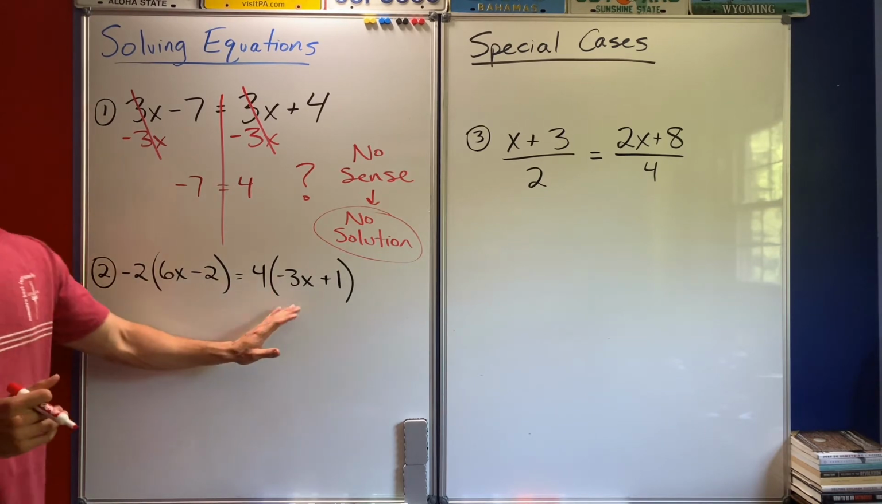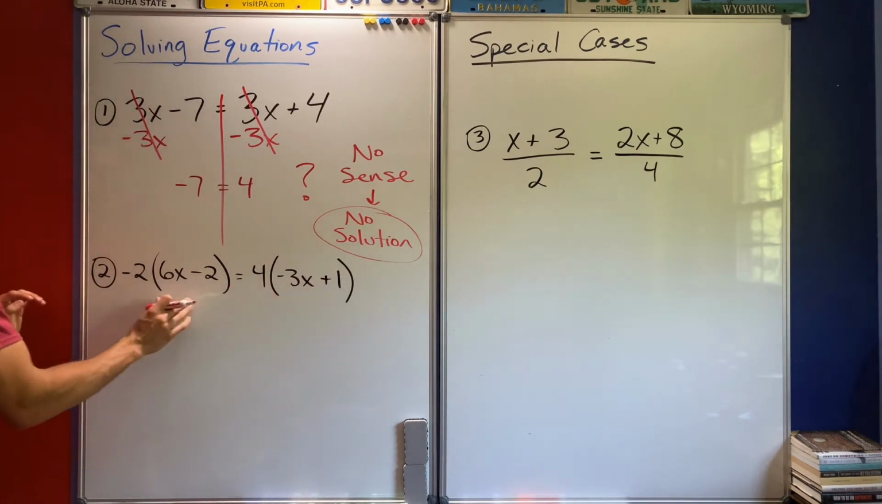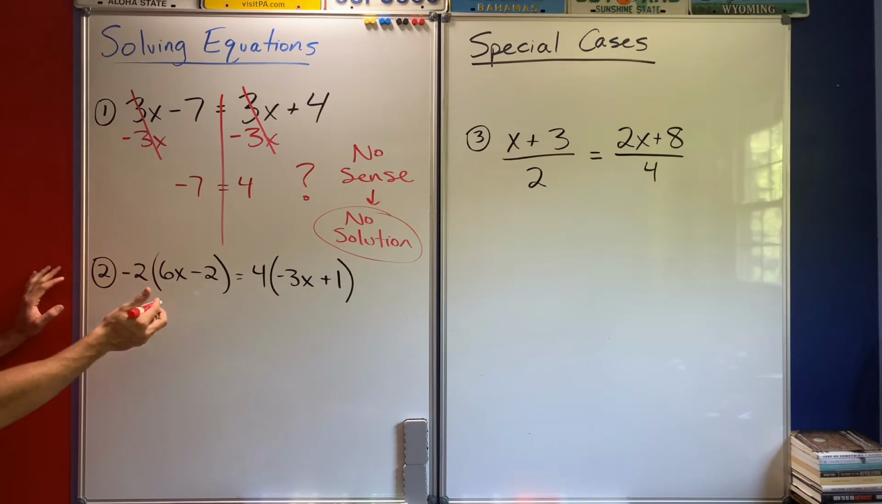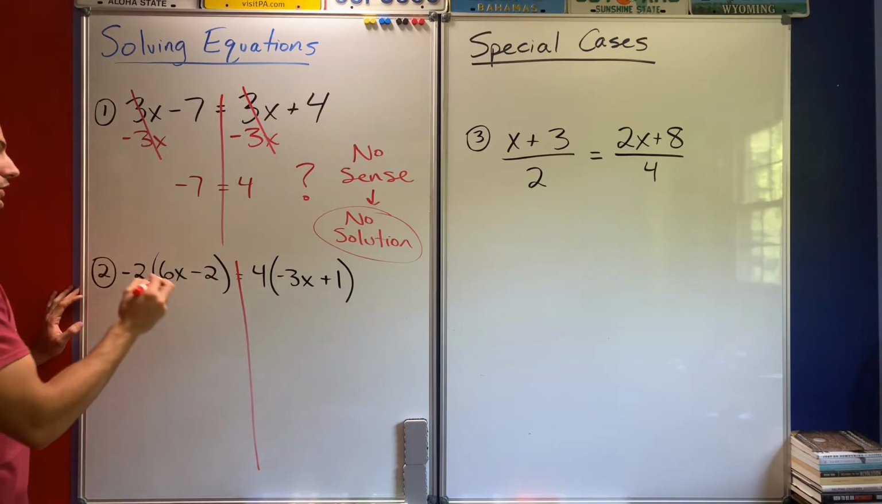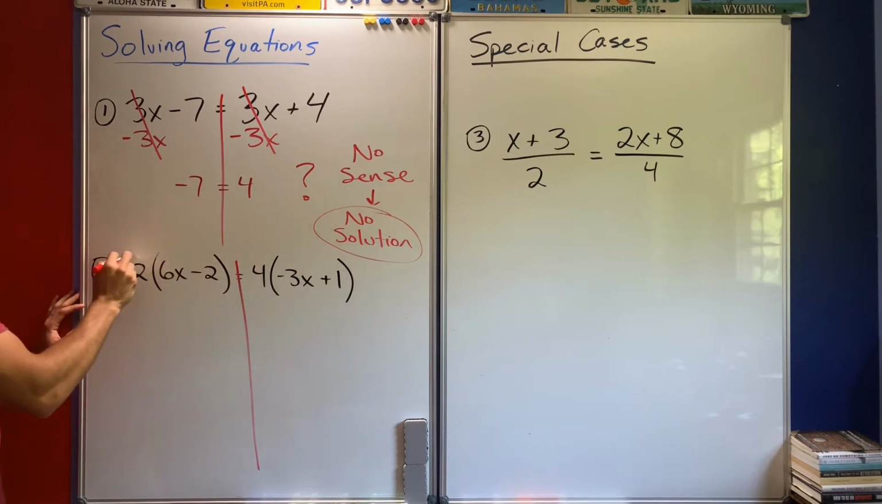Another one that we run into is going to happen down here in number 2. Same thing, I would try to solve this. First I have to distribute here, and I have to do distribution on both sides.